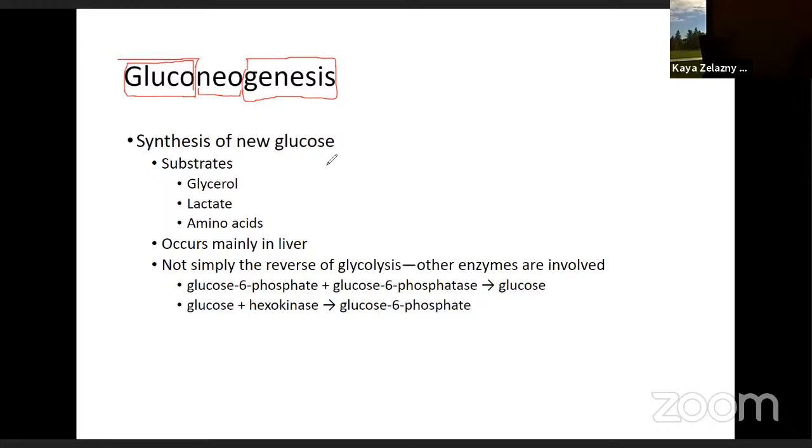So when we're making new glucose, we can make it out of glycerol, we can make it out of lactate, we can make it out of amino acids. And again, this is mainly happening in the liver. So we think about glycogen when we think about the liver, but we also think about this creation of new glucose in the liver.